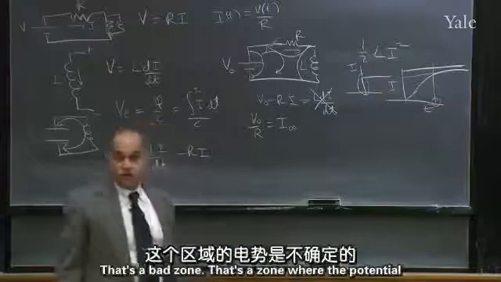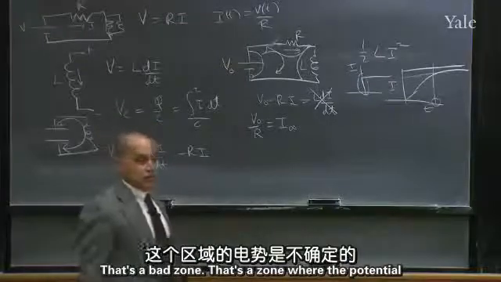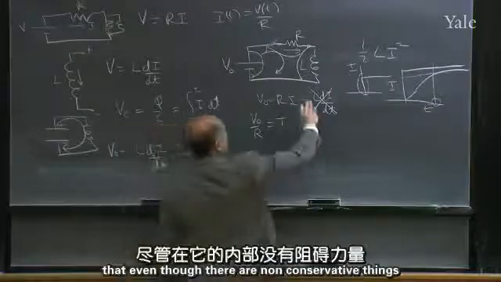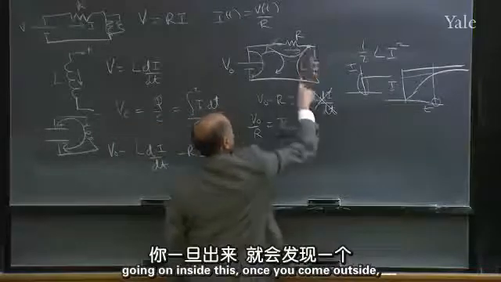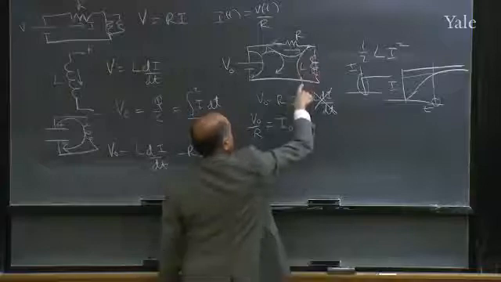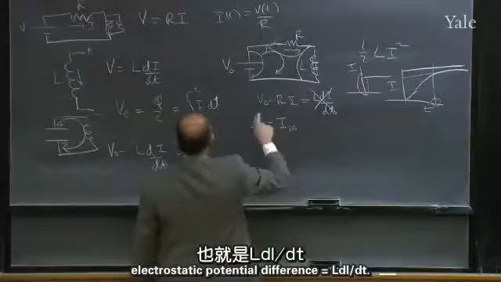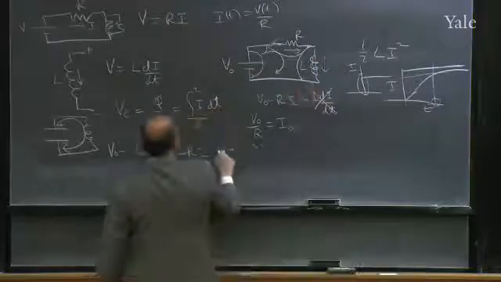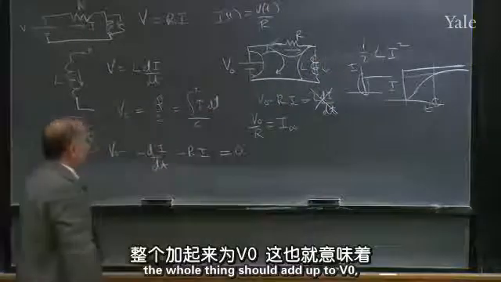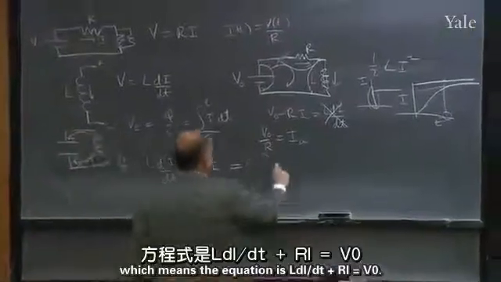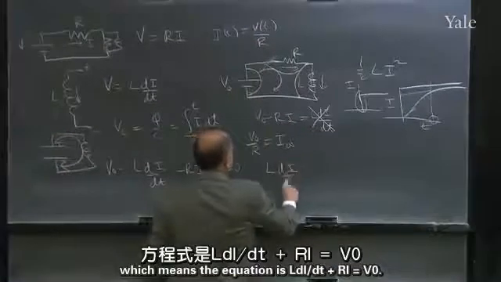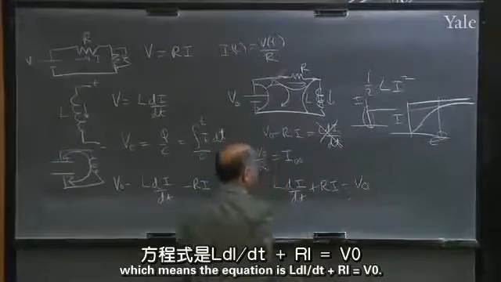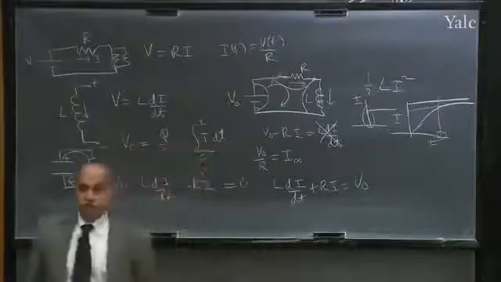That's a bad zone, where the potential is not even defined, but I've told you multiple times that even though there are non-conservative things going on inside this, once you come outside, you just find a regular electrostatic potential difference equal to L di/dt. So you drop again, then you come back to where you start. The whole thing should add up to 0, which means the equation is L di/dt plus Ri equals V0. That's what we want to solve.